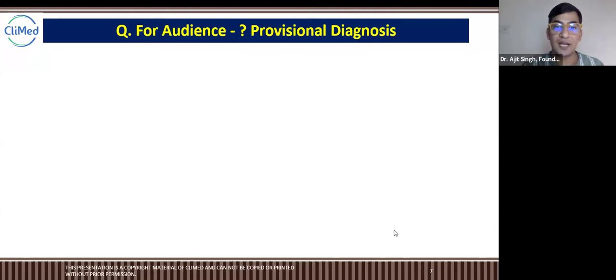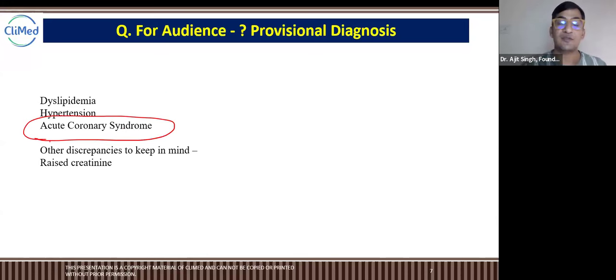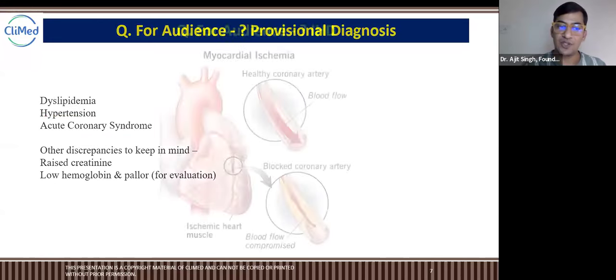Hypertension, diabetes, okay. So let's understand. Who is writing CVA? Dyslipidemia is there, hypertension is there, acute coronary syndrome is there. Other discrepancies to keep in mind: first, raised creatinine, low hemoglobin and pallor for further evaluation.